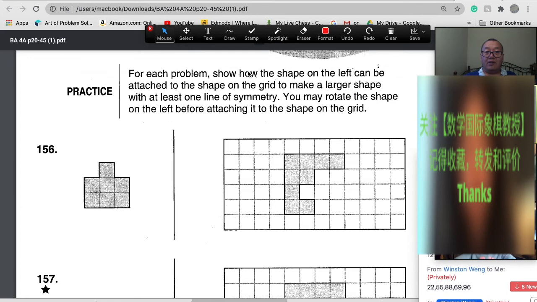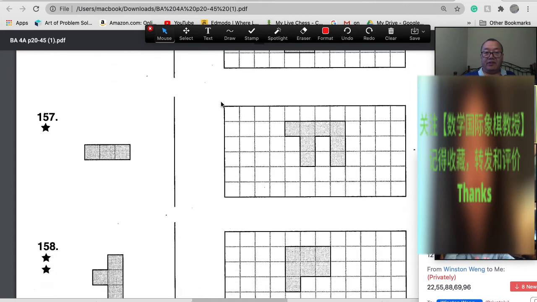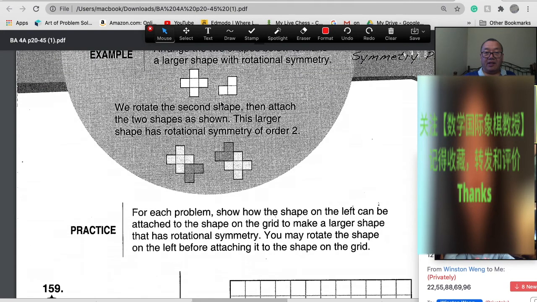Now let's see this problem. This one says to make the larger shape have at least 1 line of symmetry. This one has 1 line of symmetry, not 2 lines of symmetry. Good. Now let's see this one.